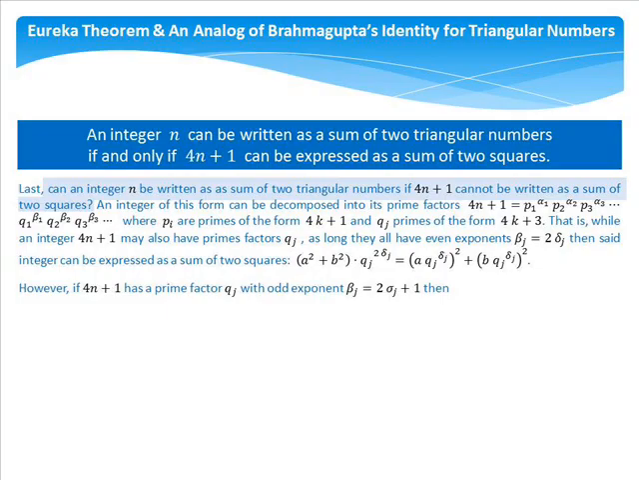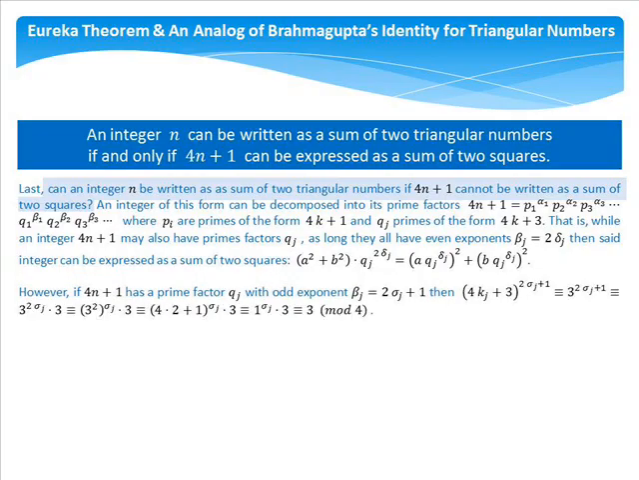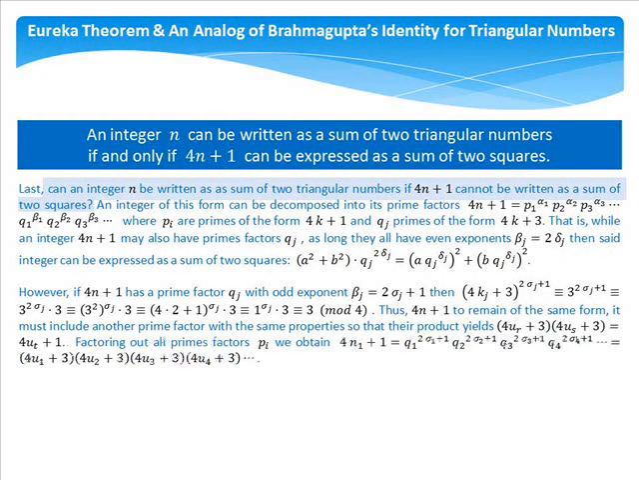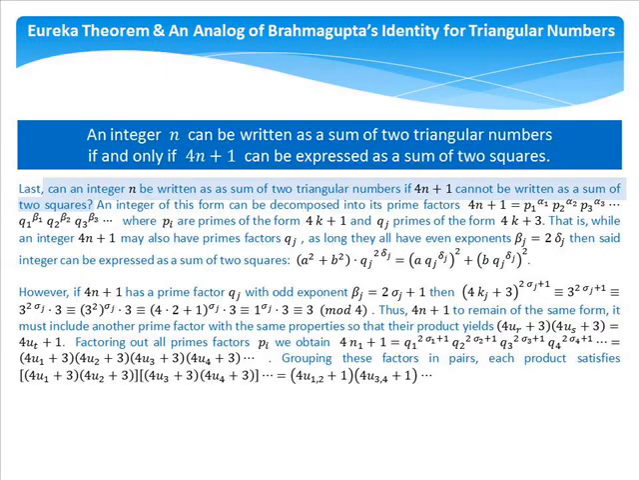However, if 4n plus 1 has a prime factor q sub j with odd exponent, it will be congruent to 3 modulo 4. Thus, for 4n plus 1 to remain of the same form, it must include another prime factor with the same properties so that the product is congruent to 1 modulo 4. Factoring out all prime factors p sub i, we obtain an integer of the form 4n plus 1 with only factors 4k plus 3. Grouping these factors in pairs, each product results in an integer of the form 4n sub q plus 1.